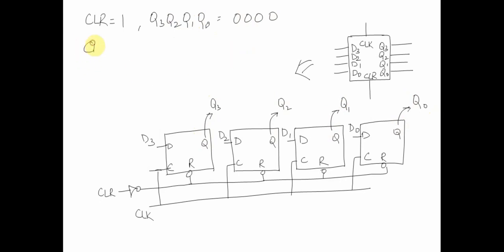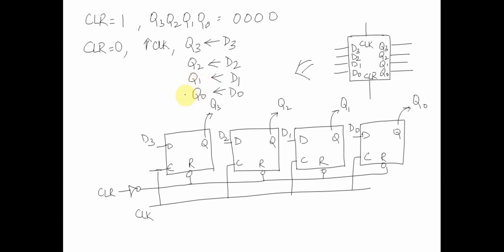And whenever clear is equal to 0, on the passage of a clock, Q3 will get the value of D3, and likewise Q2, Q1, Q0. This will be the basic operation of the circuit. Whenever we do a clear, the output is 0. Whenever clear is not there, at the passage of the clock, Q3 is equal to D3, Q2 is equal to D2, Q1 is equal to D1, and Q0 is equal to D0. But we are not able to store this value.